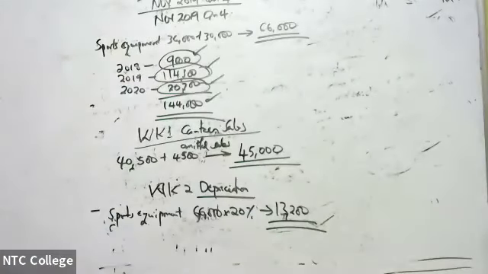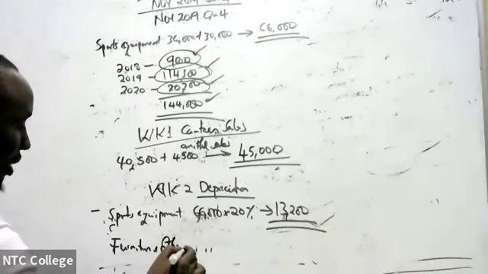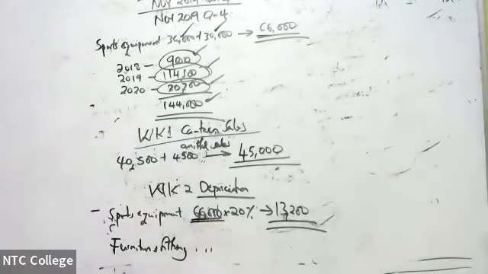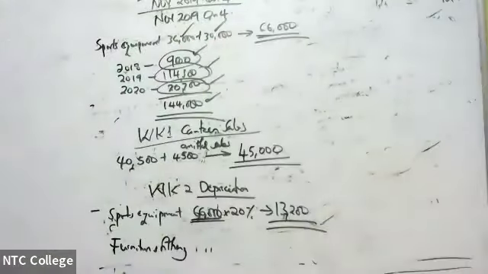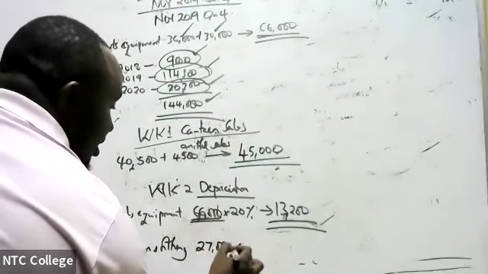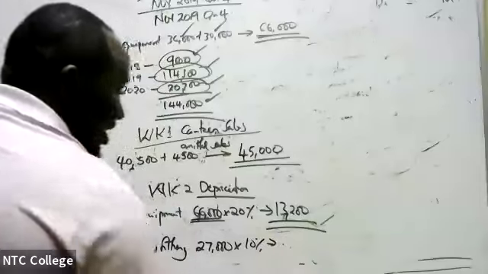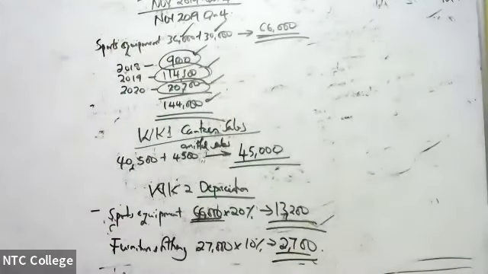Then we get to furniture and fittings. And I hope you remember at the end, kulikuwa na 36 plus 30 that was bought. That's where we get the cost of 66. What is the value of furniture and fittings? 27,000. What is the rate of depreciation on a straight line? Cost times the rate. The rate is 10%. So what is that figure? 2,700.